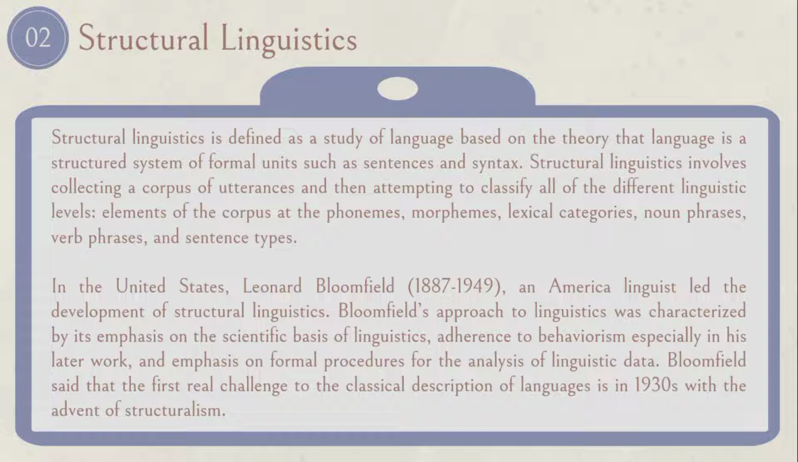In the United States, Leonard Bloomfield, an American linguist, led the development of structural linguistics. Bloomfield's approach to linguistics was characterized by its emphasis on the scientific basis of linguistics, adherence to behaviorism, especially in his later work, and emphasis on formal procedures for the analysis of linguistic data. Bloomfield said that the first real challenge to the classical description of the language was in 1930 with the advent of structuralism.